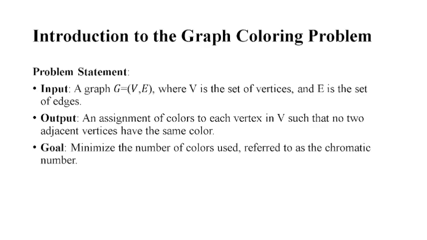And this is the problem statement. Input: a graph G = (V, E), where V is the set of vertices and E is the set of edges. The output will be an assignment of colors to each vertex in V such that no two adjacent vertices have the same color. The goal is to minimize the number of colors used, referred to as the chromatic number.